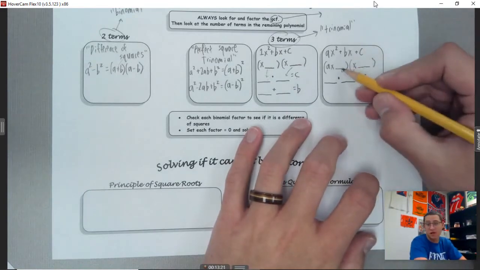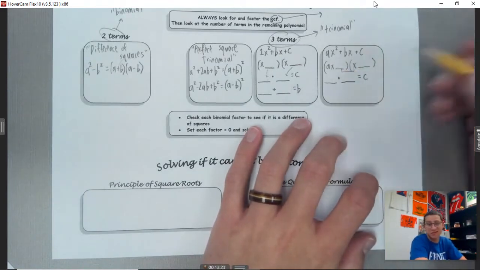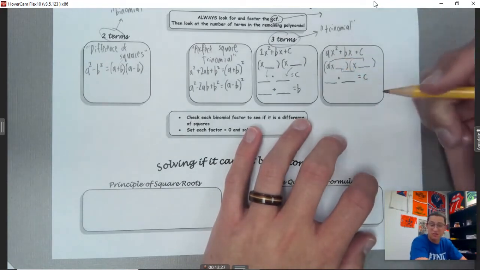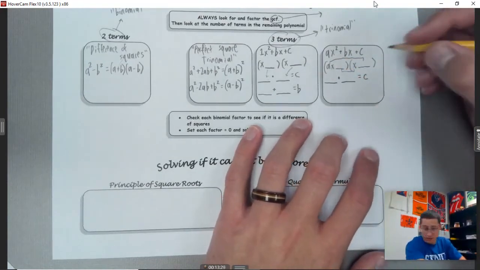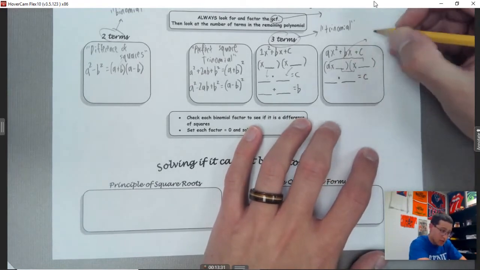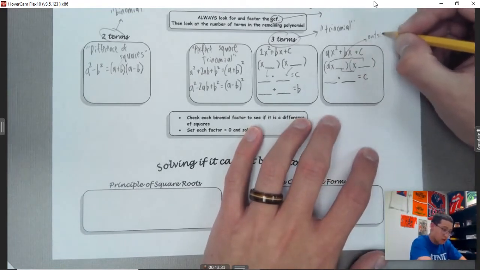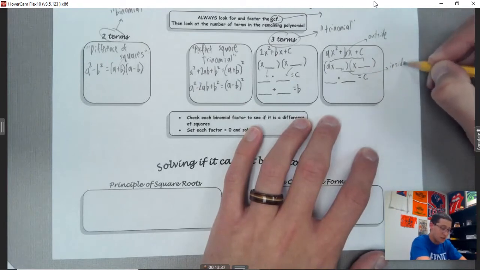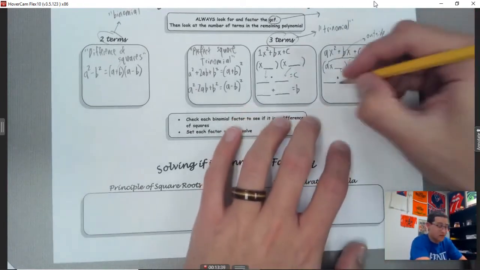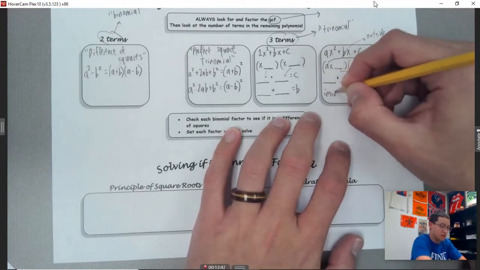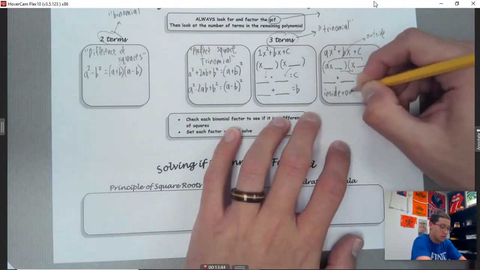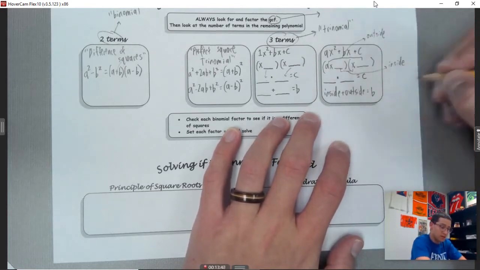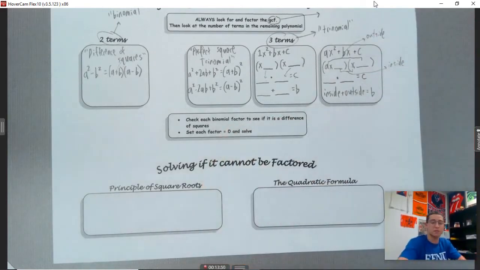Multiplying this times this gets you the inside. Multiplying this times this gets you the outside. Now it's going to get a little bit crazy here, but I'm going to go ahead and label that. That's my outside, that's my inside. And what I want is the inside plus the outside to equal b, whatever my b happens to be.